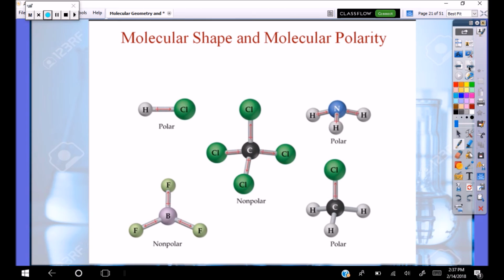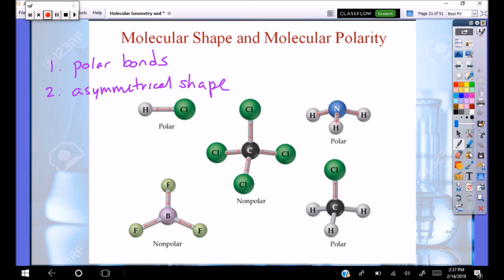Last thing is molecule shape and molecule polarity. Now, we've talked about polar bonds a little bit. To be polar as a molecule, you need 2 things. You need to have polar bonds, and you need to have an asymmetrical shape. So you'll see in something like HCl, we have a polar bond, and we have 2 different atoms on opposite sides. It is definitely polar.